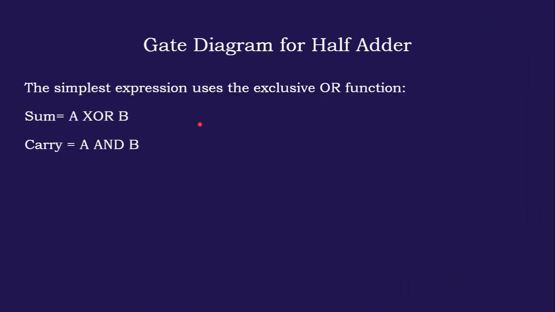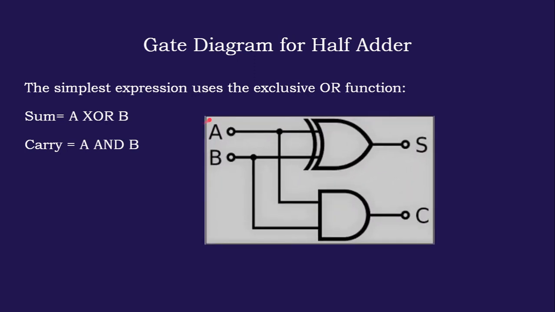And let us see the expression of the sum and the carry. So now this is the gate diagram. A and B are the input and S and C are the output. S is the sum and C is the carry, and now sum is found by XORing the input A and B. So the inputs A and B are given to the XOR gate and the answer is A XOR B, which is the sum, and carry is found by multiplying A and B. So that is, A and B are given to the AND gate.